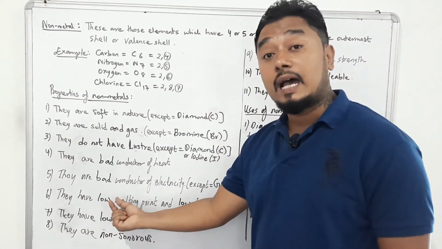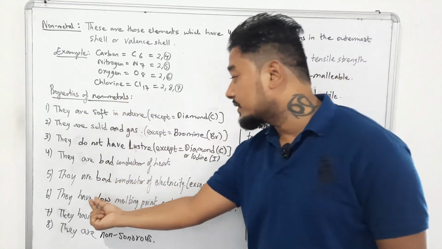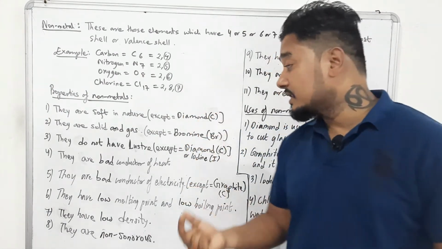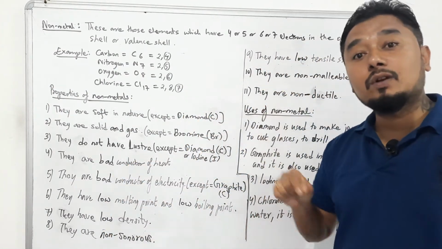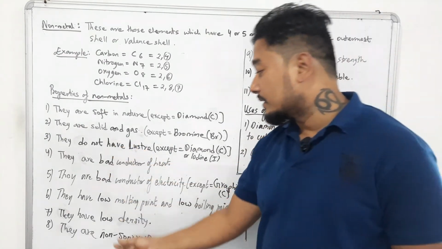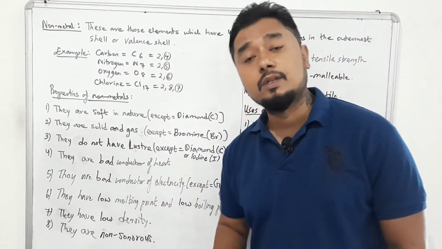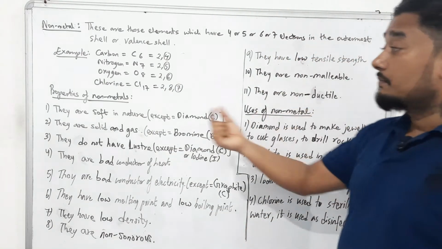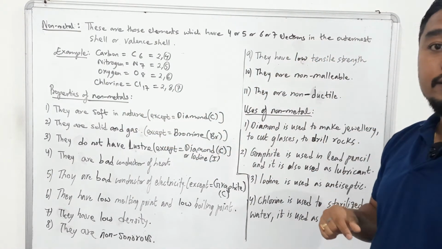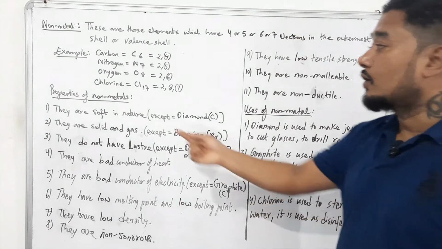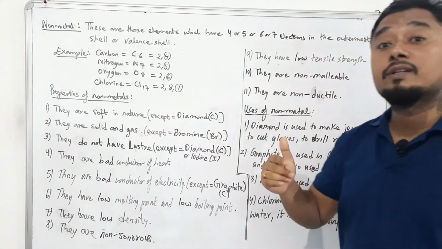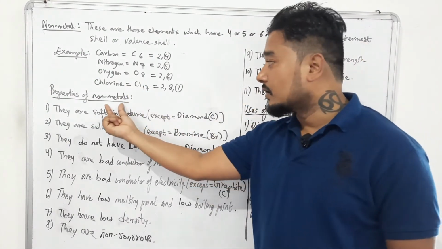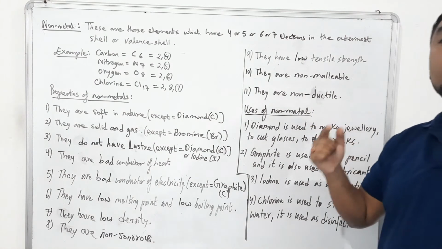Now metals have high melting point, boiling point, I have already said it, but non-metal property, what you see? They have low melting point and low boiling point. Metals have high density, non-metals have low density. Metals are sonorous, when you strike them they produce sound, whereas non-metals are non-sonorous, when you strike them sound will not come. Metals have high tensile strength, but non-metals have low tensile strength. Metals are malleable, can be turned into sheets, but non-metals are non-malleable, meaning you cannot beat them into sheets. Metals are ductile, can be drawn into wires, but non-metals are non-ductile, meaning they cannot be drawn into wires.